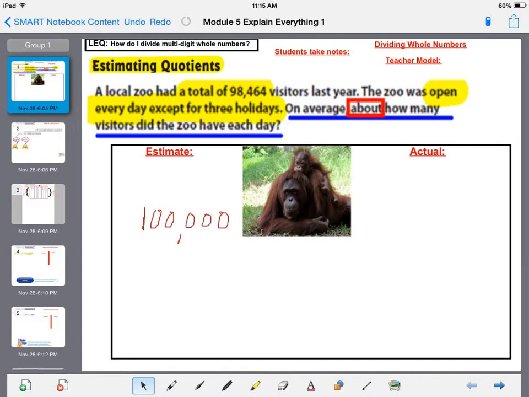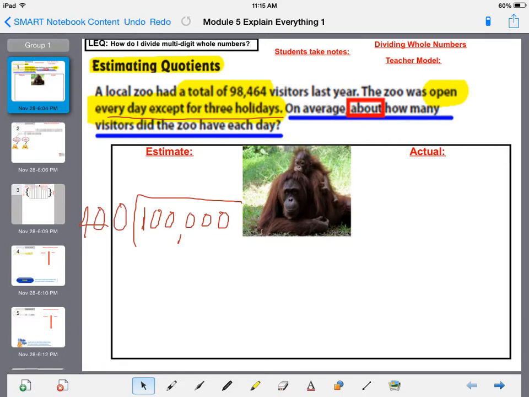And we're going to divide that by, we said 365 days of the year. It was open every day except 3 holidays. So it was open 362 days. Again, we think about the highest place value, which is the hundreds place. 362, is that closer to 300 or 400? And that's actually closer to 400.